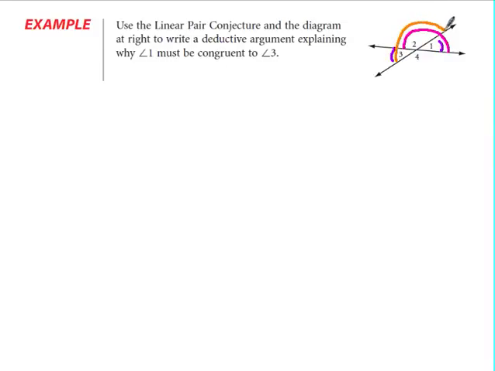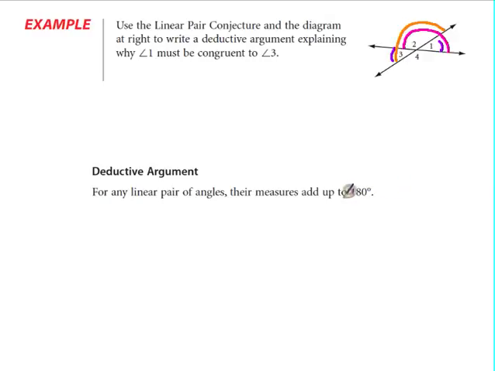Okay, so let's start with that. That's the very first thing I'm going to start with. If it's a linear pair, what do I know about the measures? It adds up to what? 180. So let's just start. Since that's the case, I can conclude that angle 1 plus angle 2 is 180. And angle 2 plus angle 3 is 180, correct?